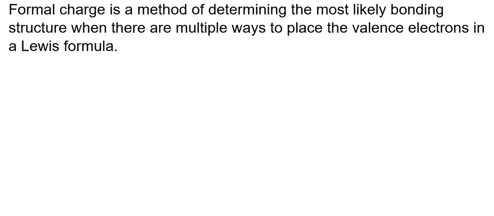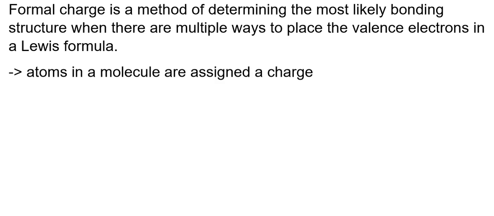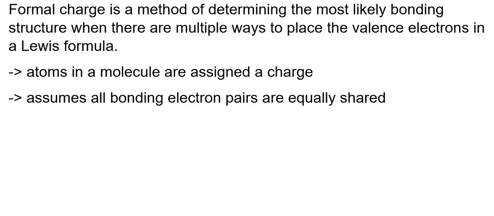In this video we're going to be looking at formal charge. Formal charge is a method of determining the most likely bonding structure when there are multiple ways to place the valence electrons in a Lewis formula. More than one way to draw it. In the method of formal charge, the atoms in a molecule are assigned a charge. We assume that all bonding pairs are shared equally, so we're not as interested at the first pass in electronegativity.